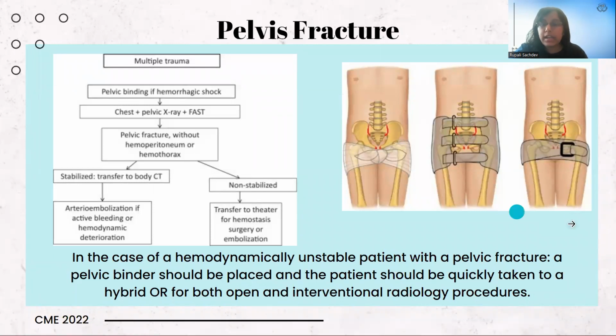Great. And if there is active bleeding, you will do arterioembolization. If the patient is hemodynamically unstable, if you do a pelvic fracture and it's not stabilized, the patient is not getting stabilized, then you immediately take them into the operating theater for hemostasis using surgery or embolization. So you have to understand that at your level, you have to know how to assess the patient and that you have to stabilize the pelvis.